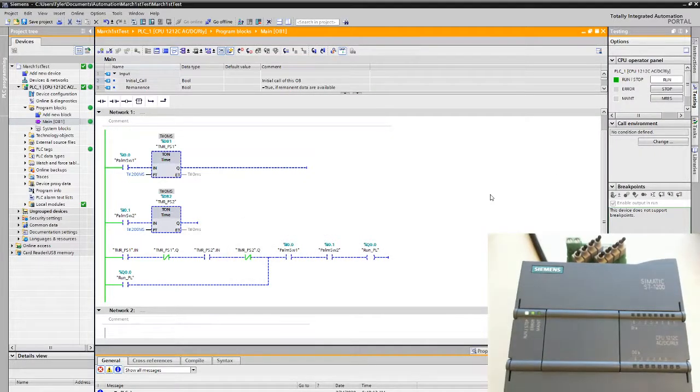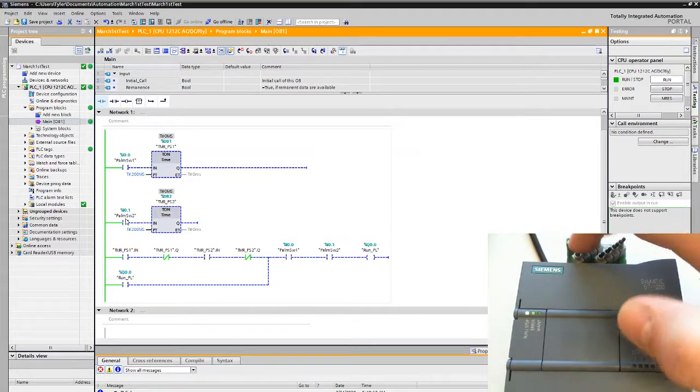Okay, I'm going to try to make this quick. So what you've got on the screen right now is TIA Portal version 15.1. I went ahead and dropped in the network and two timers, and I've got the palm switch inputs 0 and 1, which are these two toggle switches on the unit.